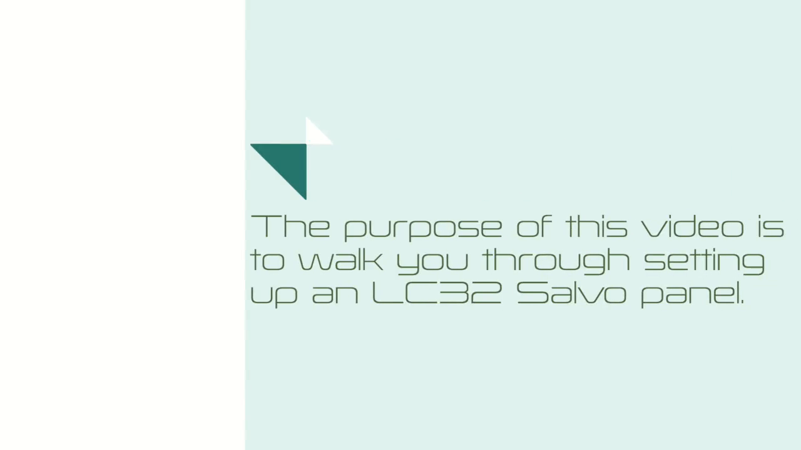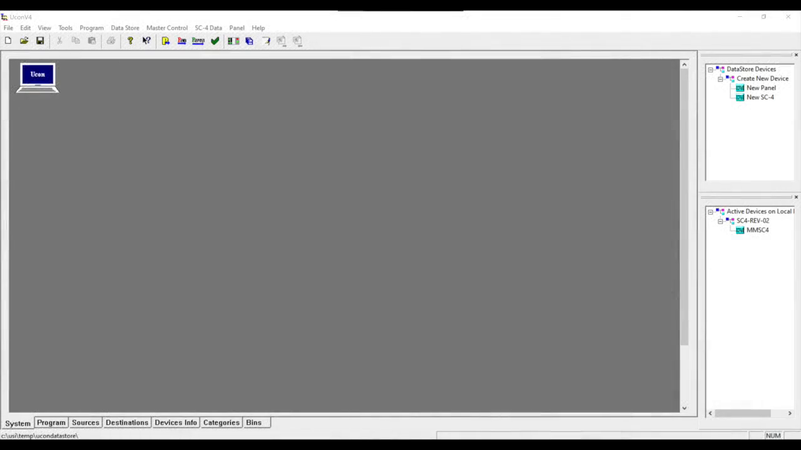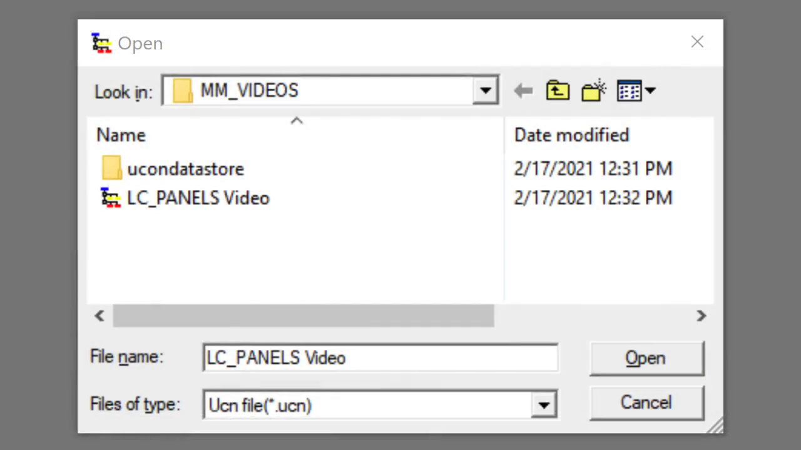The purpose of this video is to walk you through setting up an LC32 salvo panel. The first thing we will do is build some salvos in Yukon. Open the Yukon app and open your data store.